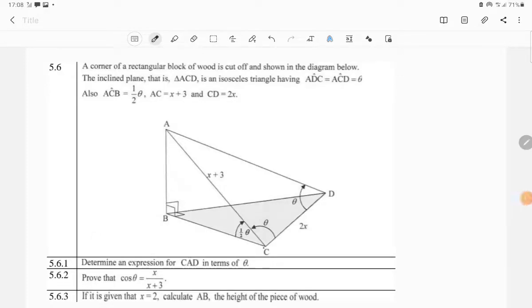All right, let's read this diagram. A corner of a rectangular block of wood is cut off and shown in the diagram below. As you can see, this is the diagram that we have.